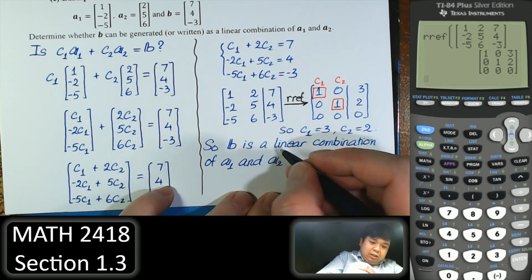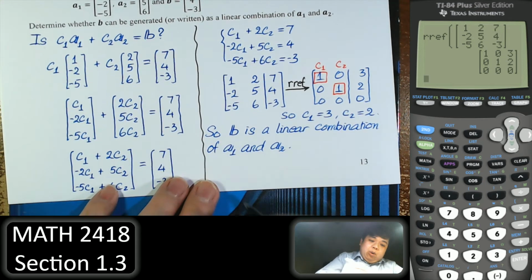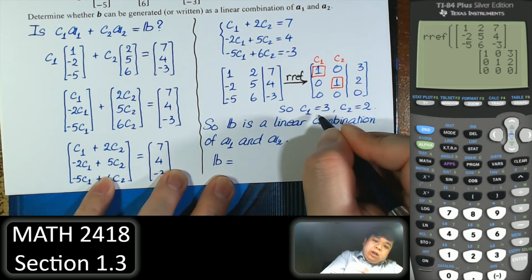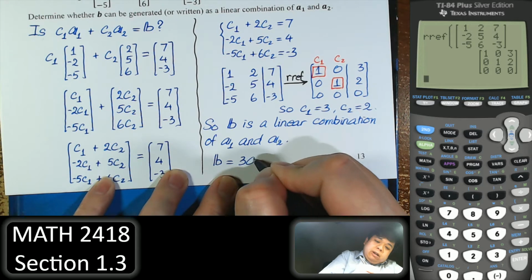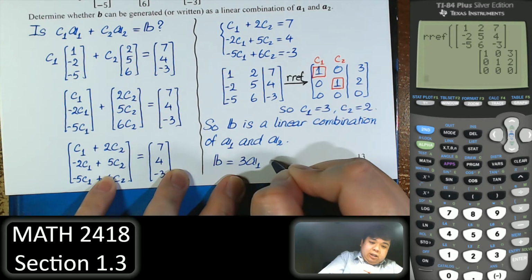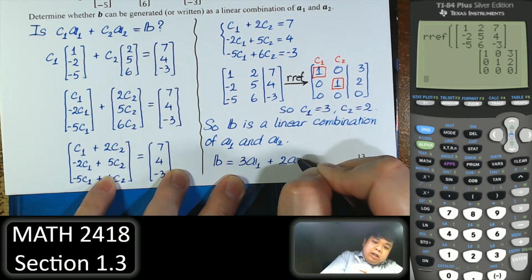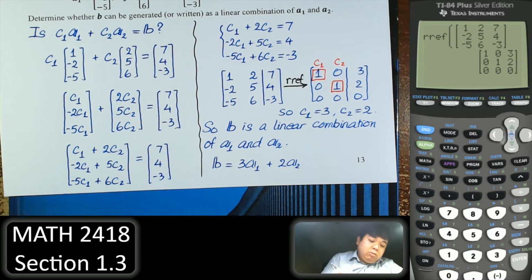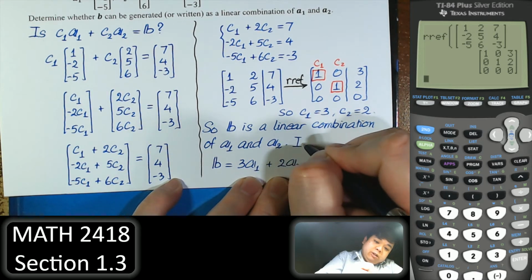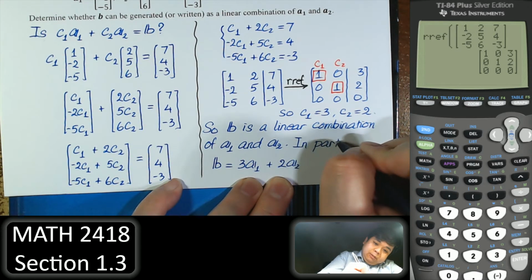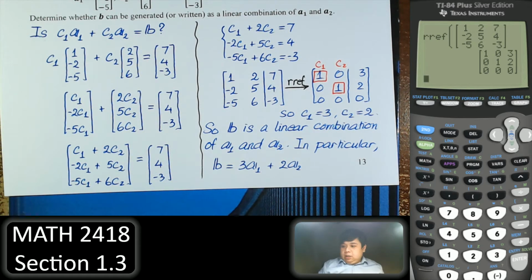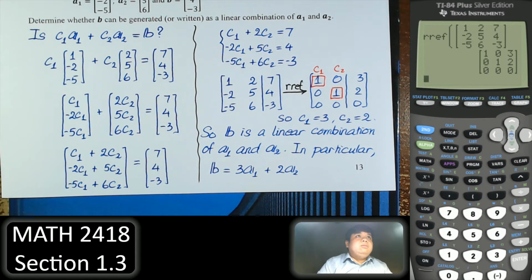In particular, we can say vector B is equal to 3 times vector A1 plus 2 times vector A2, because we have C1 is 3 and C2 is 2. Right. That's what we have.